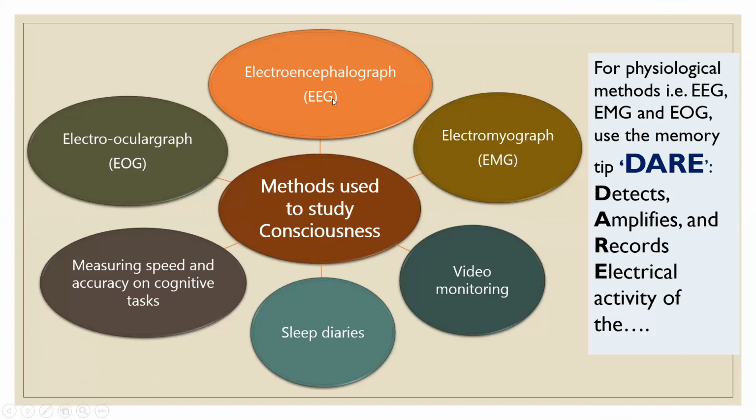Okay, so we're going to learn about what an EEG is, electroencephalograph, what an EMG is, which is an electromyograph, EOG, an electrooculograph, as well as a few of our subjective measurements. So we're going to learn about video monitoring, sleep diaries, and how we can measure speed and accuracy on cognitive tasks as a way of determining someone's consciousness. For the physiological methods, EEG, EMG, and EOG, we're going to learn more about them in the next few slides. There's a special memory tip here. We'll come back to this when we cover those three physiological methods.